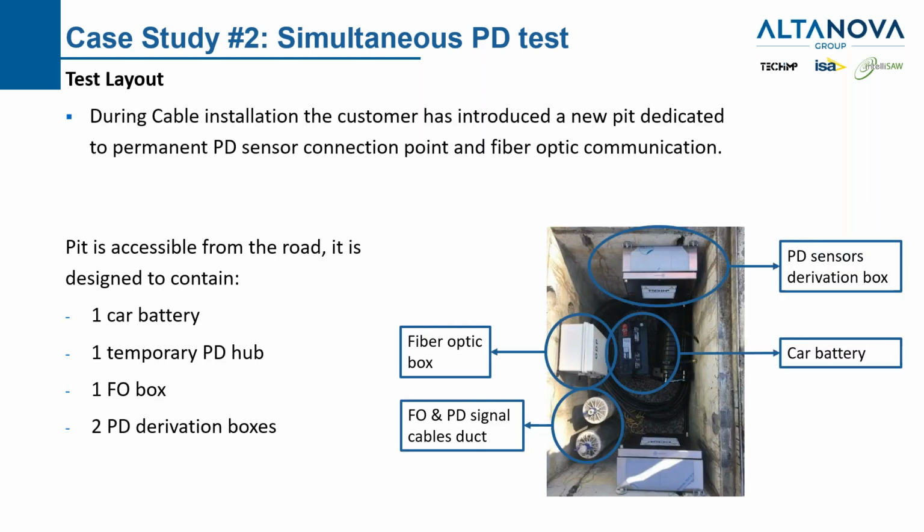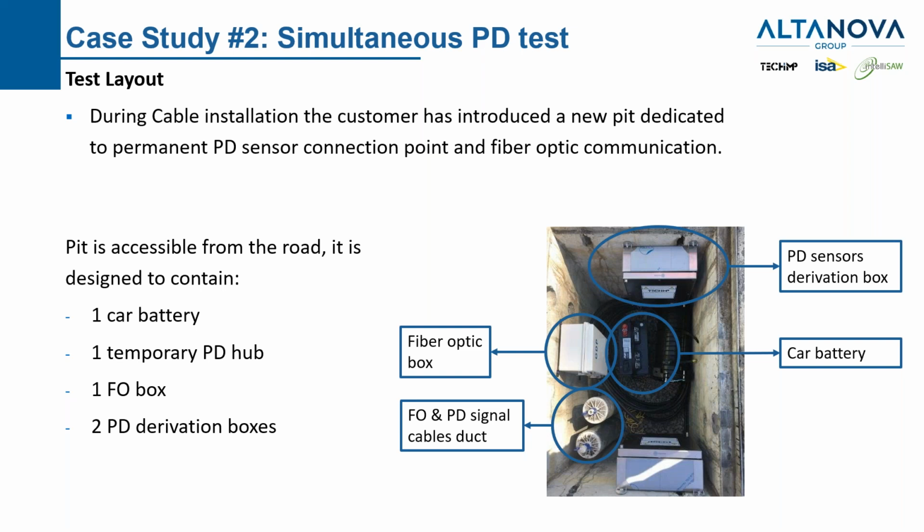The solution, together with the customer, was to prepare the HV circuit to be tested with a simultaneous test. It was a very long-term vision by the customer. They provided a small pit where we had access to the PD sensor derivation box, with permanent sensors installed in the joints. We had a fiber optic connection box, and there was enough room to install one car battery and one of our temporary PD hubs in these pits. So the idea was we prepare the test, connect our temporary PD hubs to the PD sensor derivation box, energize with the car battery, and connect with the fiber optic.